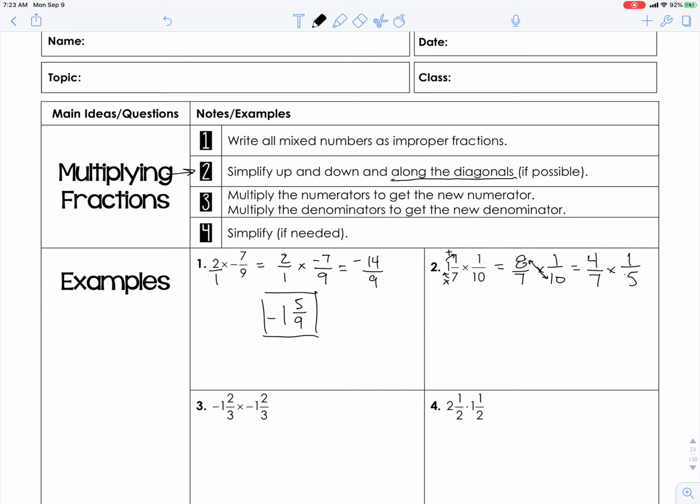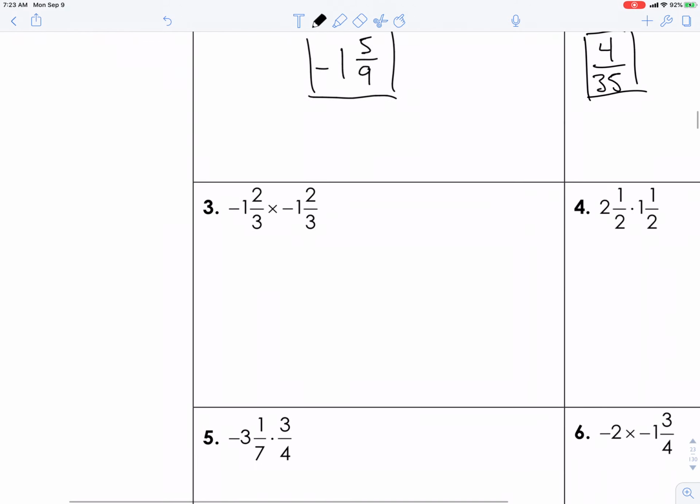Now, if that's confusing to you, don't worry about it. You will get a correct answer anyway if you don't do it. It just makes the problem a little simpler to work with. So now we go ahead and multiply straight across. 4 times 1 gives me 4. 7 times 5 gives me 35. And 4 over 35 cannot be reduced. That is my answer. This next one, number 3, is a little more difficult, but not terribly difficult.